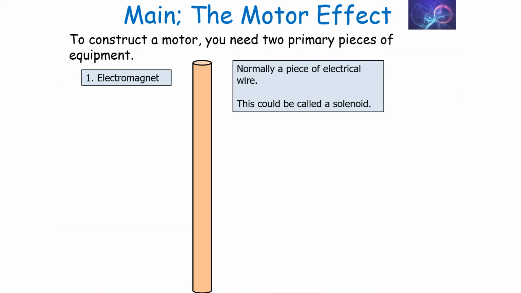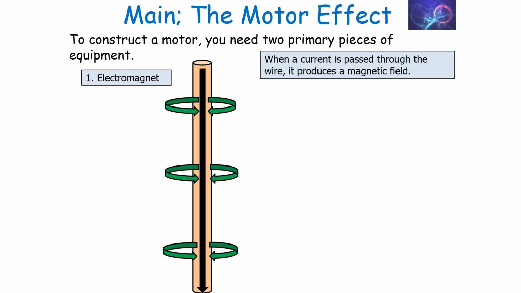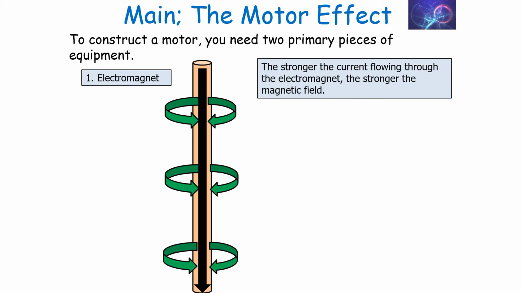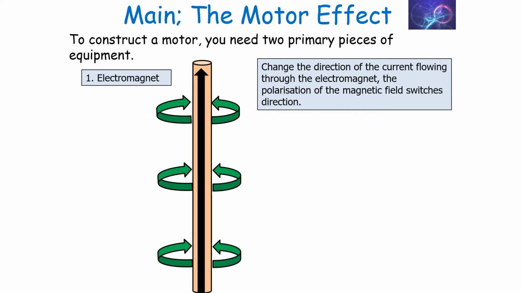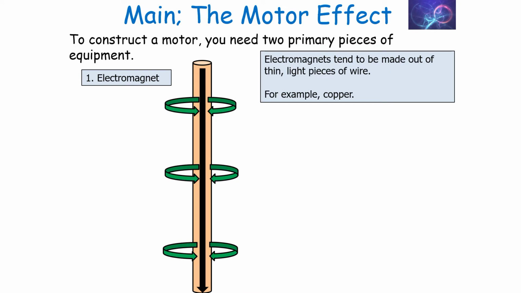To construct a motor, you need two pieces of equipment. Firstly, you'll need an electromagnet, which is normally a piece of electrical wire which we could call a solenoid. Remember, when a current passes through the wire, it produces a magnetic field. The stronger the current flowing through the electromagnet, the stronger the magnetic field. No current flowing through the electromagnet, no magnetic field is produced. Change the direction of the current flowing through the electromagnet, and the polarization of the magnetic field switches direction. Electromagnets tend to be made out of thin, light pieces of wire, for example copper.